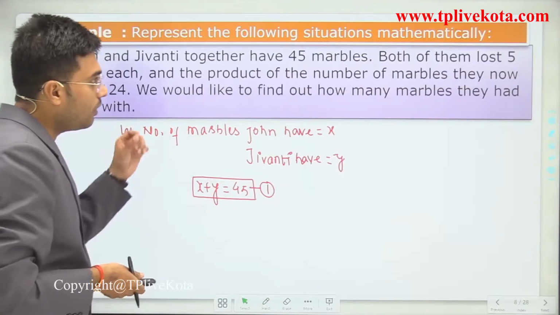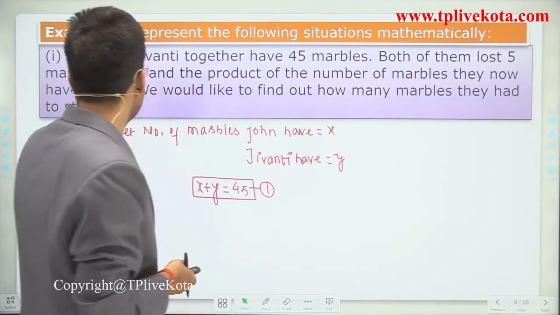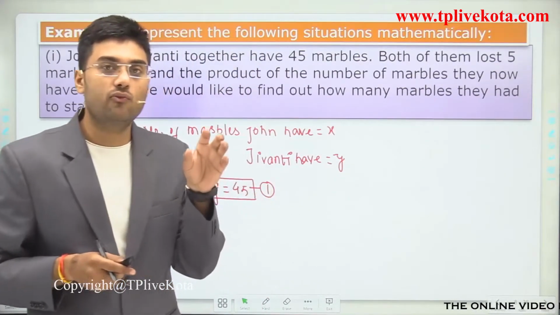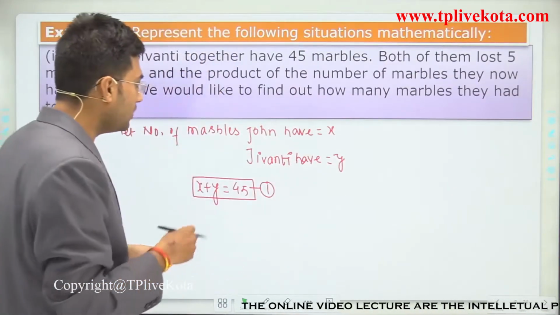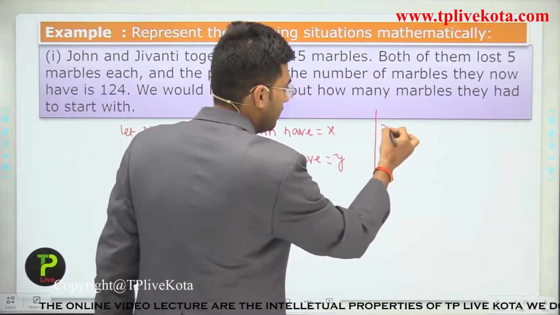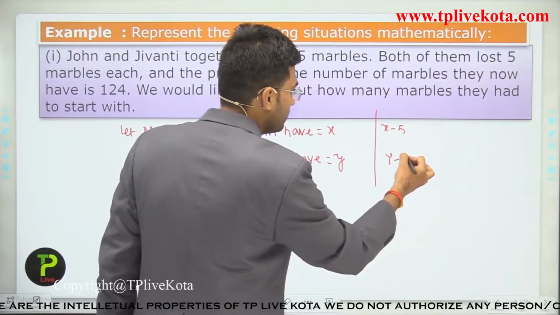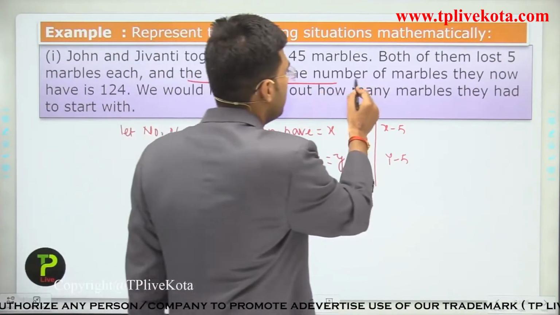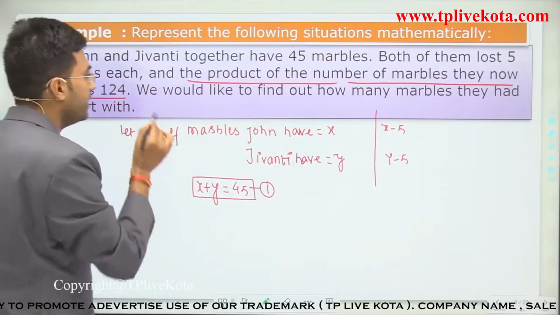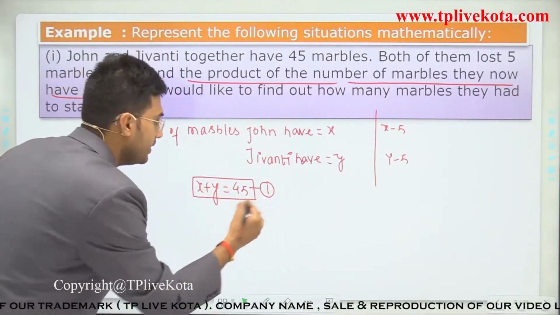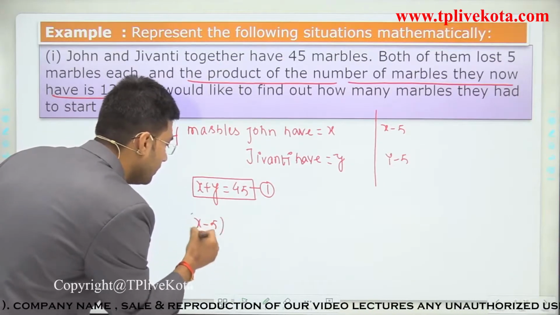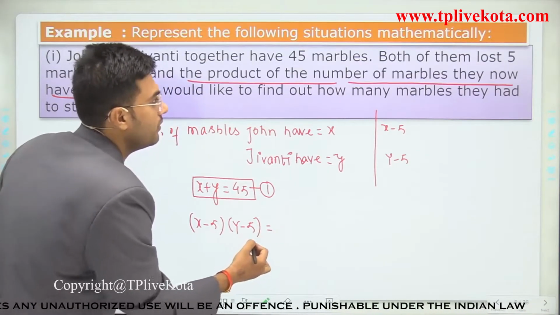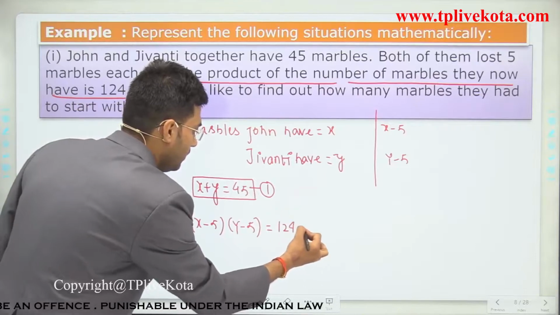Now both of them lost 5 marbles each. Initially they have x and y marbles. Now both of them lost 5 marbles each, so now they have x minus 5 and y minus 5 marbles. But it is given that the product of the number of marbles they now have is 124. So according to the question we can write (x minus 5) multiplied by (y minus 5) is equal to 124.